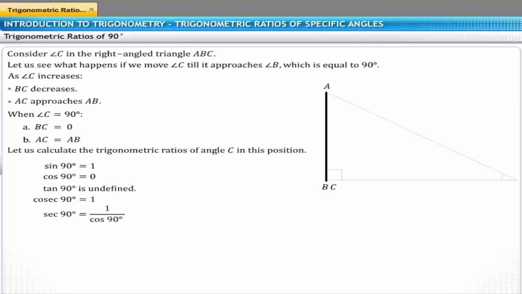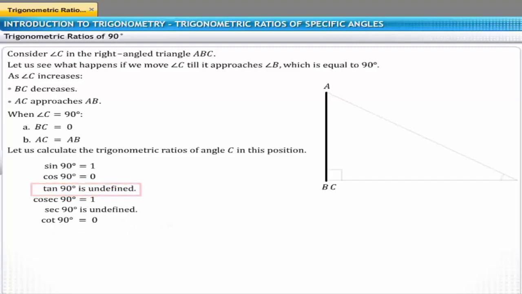Sec 90 is equal to reciprocal of cos 90, which is 0. Thus, sec 90 is undefined. Cot 90 is equal to the ratio of cos 90 and sin 90. Hence, cot 90 becomes 0 upon 1, which is equal to 0. Thus, cot 90 is equal to 0.